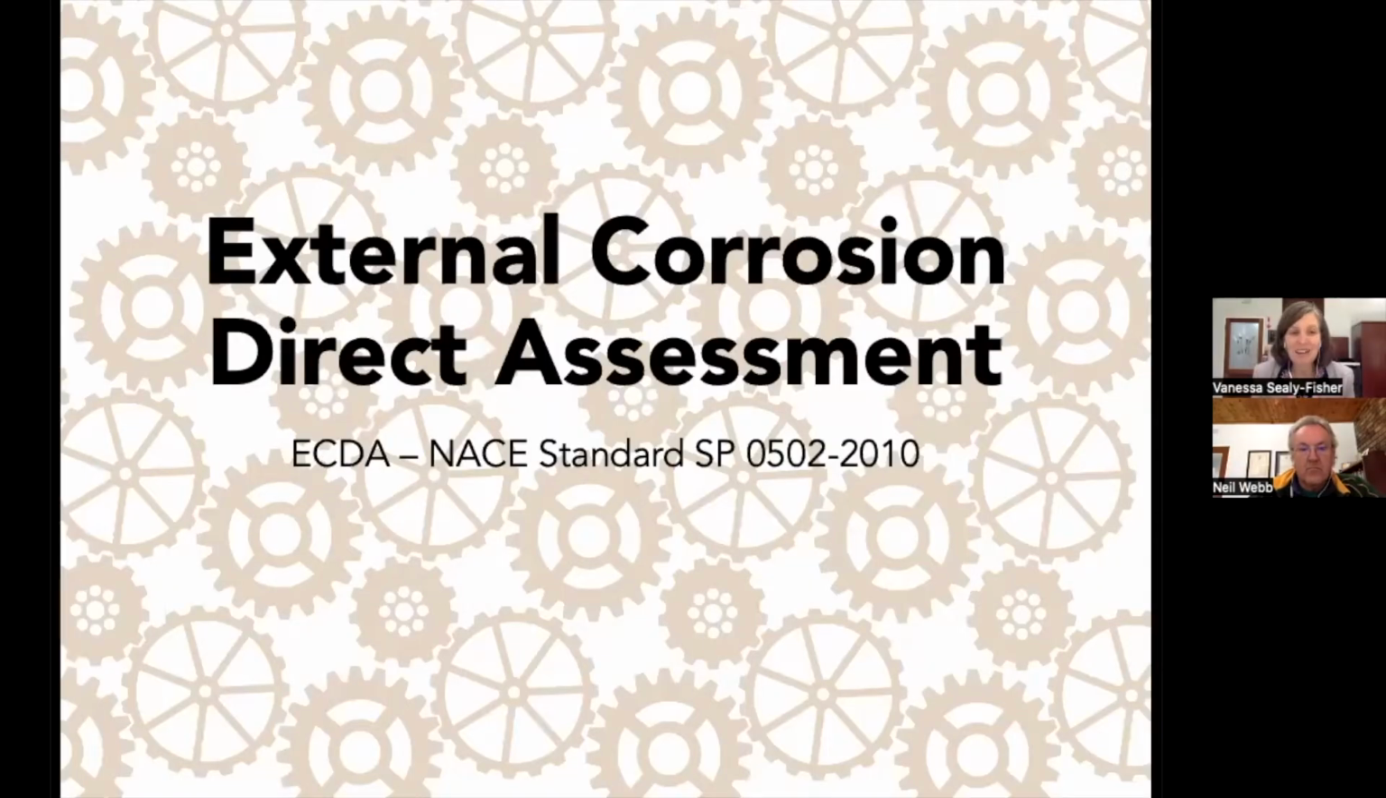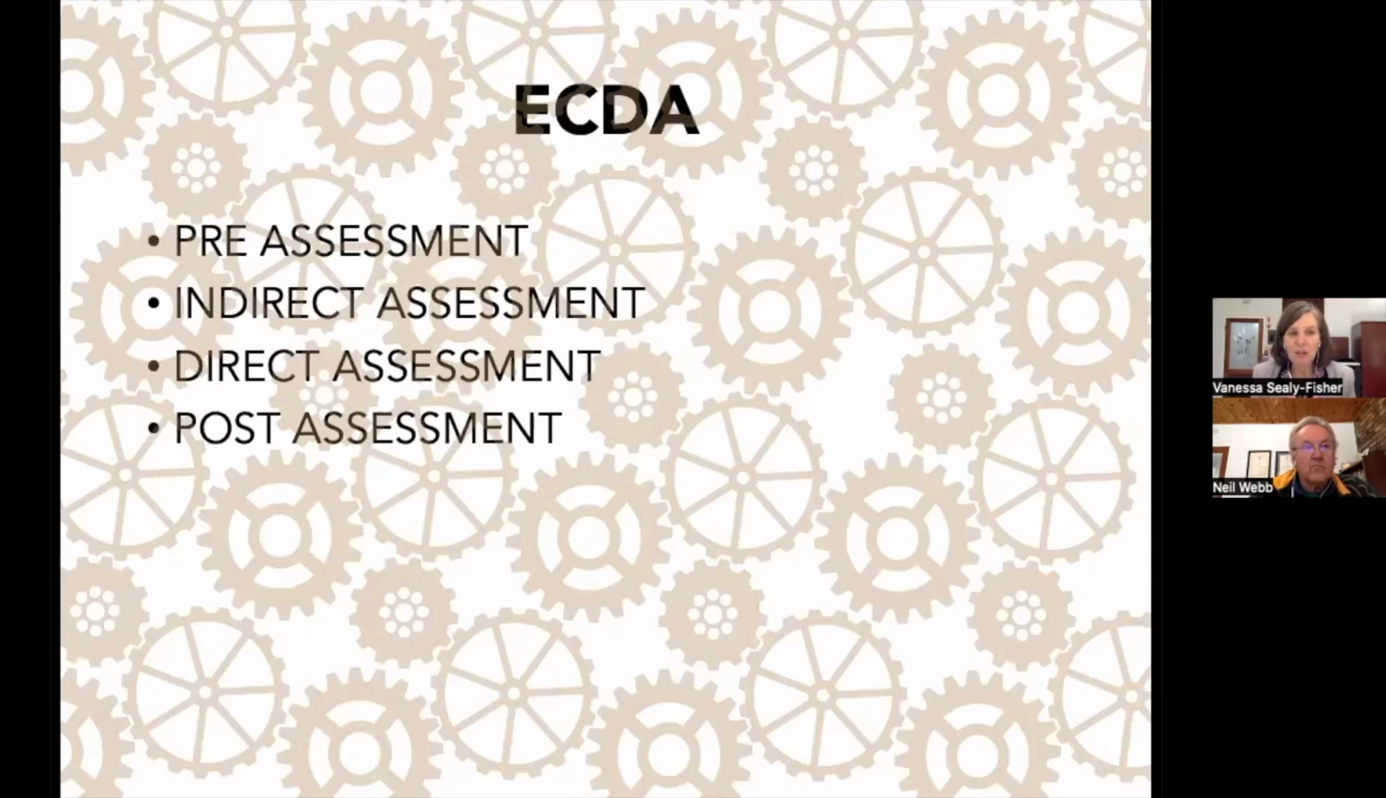Now, as we've discussed over the past few sessions, the process of ECDA is really divided into four main stages. In that first stage, the pre-assessment stage, we take note of the physical characteristics of our pipeline, its physical environment, and its operating history. That leads almost naturally into the second stage of indirect assessment, where one gathers data from multiple field surveys.